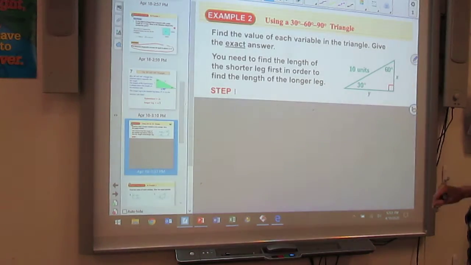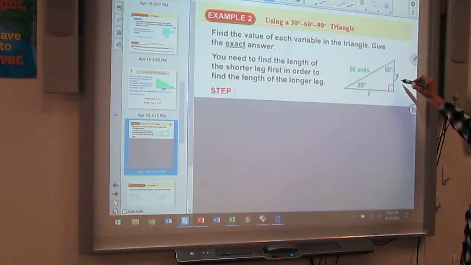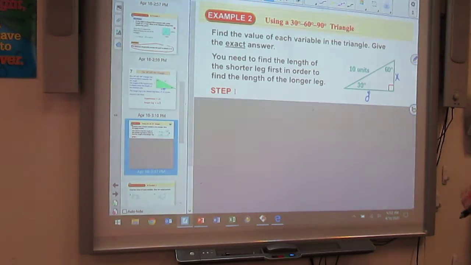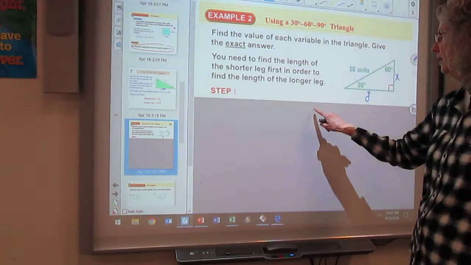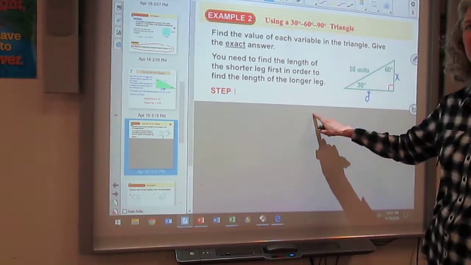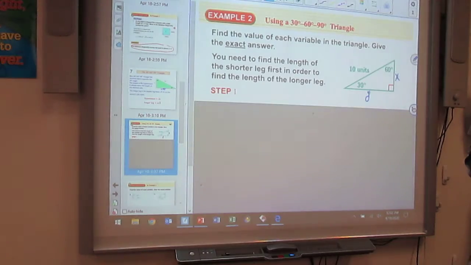Here's our 30, 60, 90 triangle over here. We have a side of x. I don't know if you can see that. That's the shorter side. And we have a longer leg. That's y. We need to know what x and y are, what the lengths of those legs are. Well, in order to do this, what do you think you need to do first? We know the hypotenuse is 10 units.